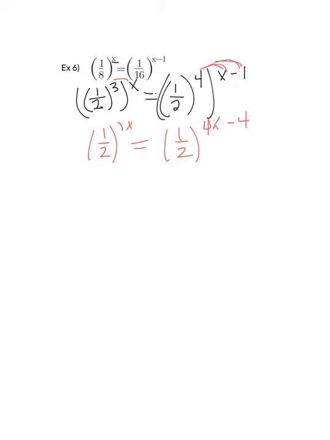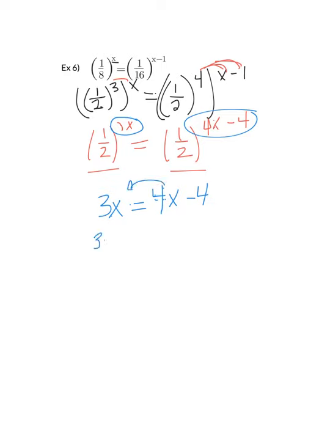So now that my bases are the exact same, they're both 1/2, I can go ahead and equate my exponents. So 3x is equal to 4x minus 4. I'm going to bring this 4x onto the left-hand side, and I'm going to get 3x take away 4x is equal to minus 4. So a negative 1x is equal to minus 4. Divide both sides by negative 1, and I'm left with x is equal to 4.